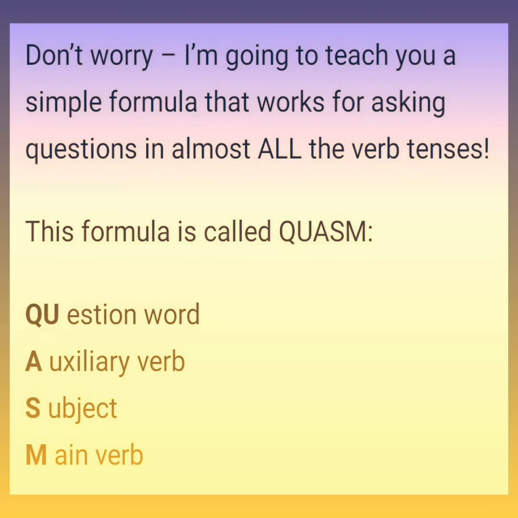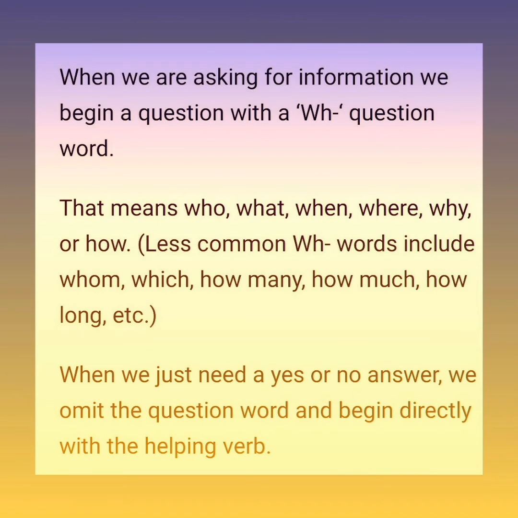Don't worry, I'm going to teach you a simple formula that works for asking questions in almost all the verb tenses. This formula is called QASM. That is, Q means question word, A auxiliary verb, S subject and M main verb. When we are asking for information, we begin a question with the WH question word. That means who, what, when, where, why or how.